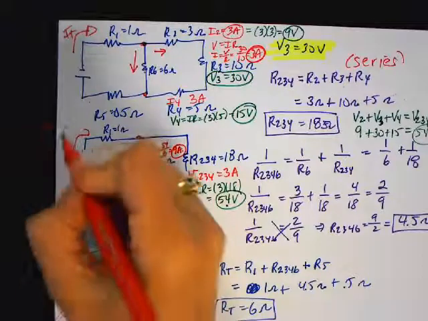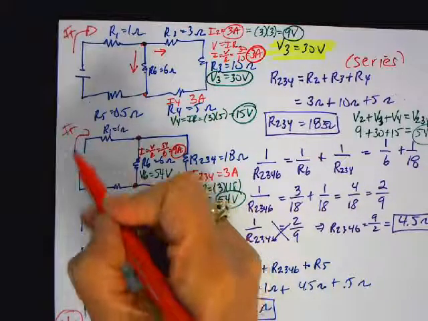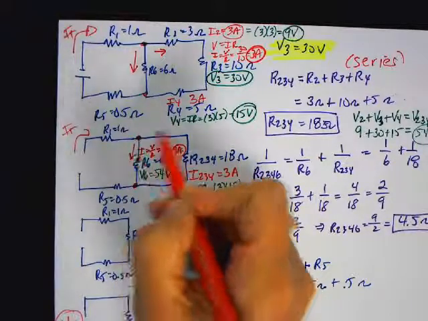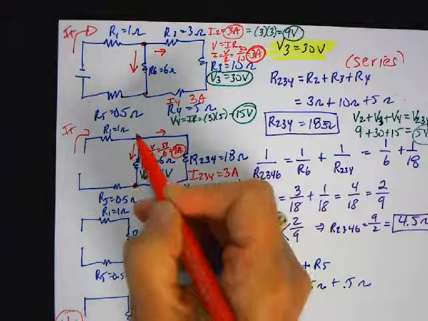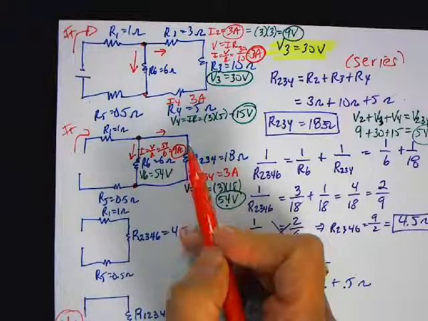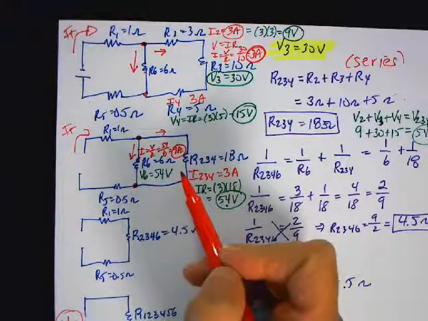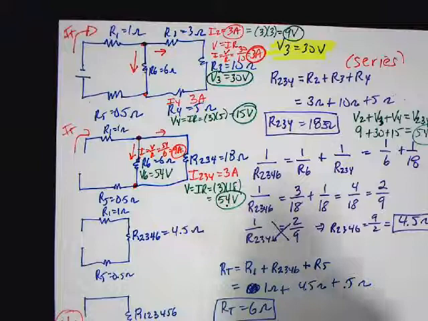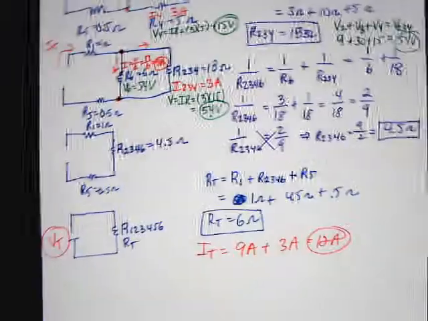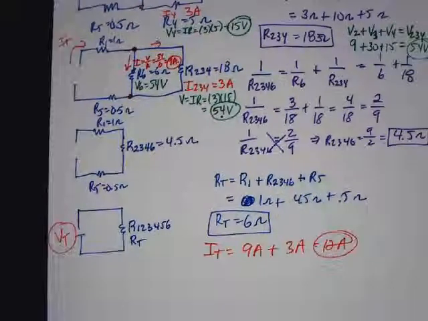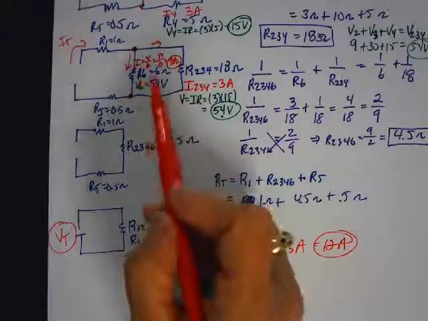Now remember, the total current that's coming out of the battery is going through here, and then it splits. Part of it goes here, part of it goes here, and then it meets up. So that means if I have 9 amps here, and I have 3 amps here, that means that my total current has to be equal to 12 amps. My total current has to be equal to 12 amps. Now, remember, this is my total.